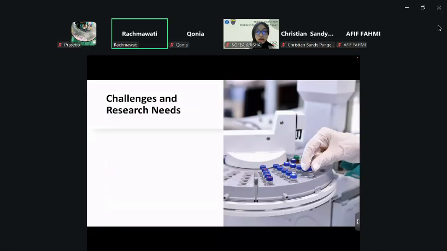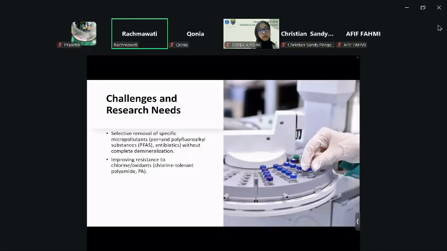And of course there are also challenges and research needs, because you want selective removal of specific micropollutants such as per- and polyfluoroalkyl substances and antibiotics, without complete demineralization. You might want to improve the resistance to chemicals such as chlorine and oxidants. And you also want robust ceramic or polymeric membranes for more harsh industrial effluents.